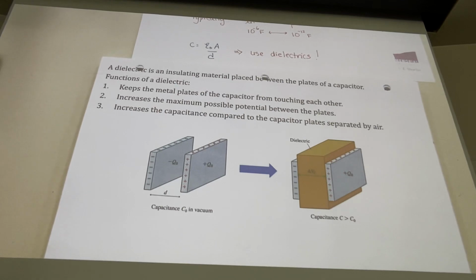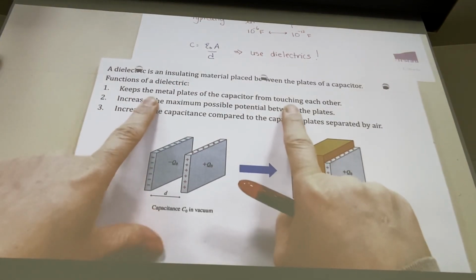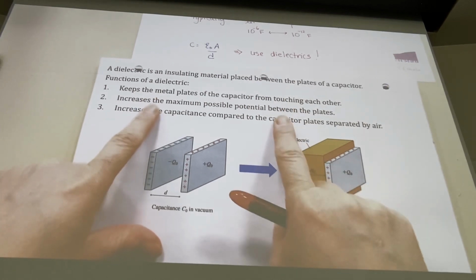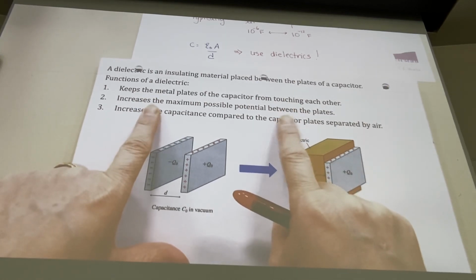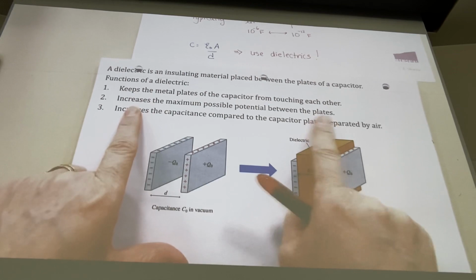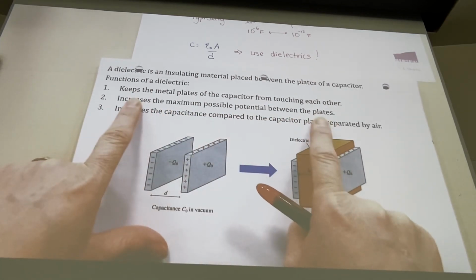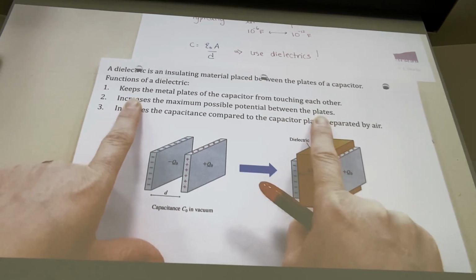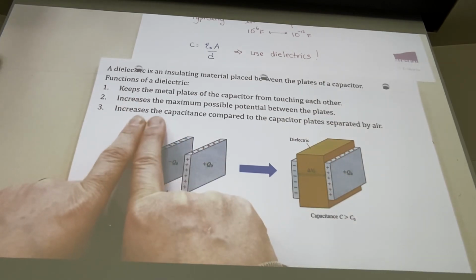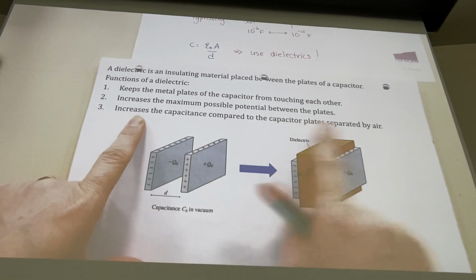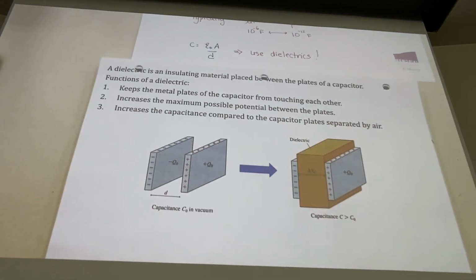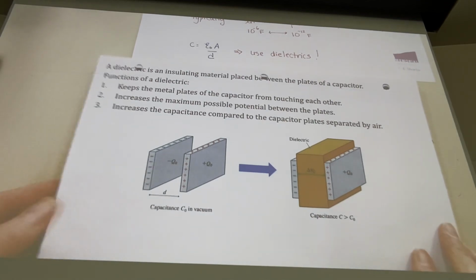And it serves 3 purposes. It keeps the metal plates from touching each other, so it prevents short circuits. It increases the maximum possible potential between the plates. This one, we sort of figured out experimentally, and then we can show it's true using the theory. And then it also increases the capacitance compared to a capacitor with no dielectric. So we're going to go through these and see how they work.